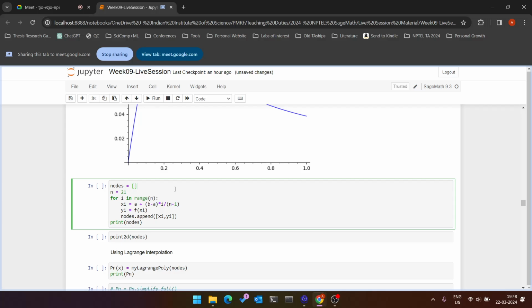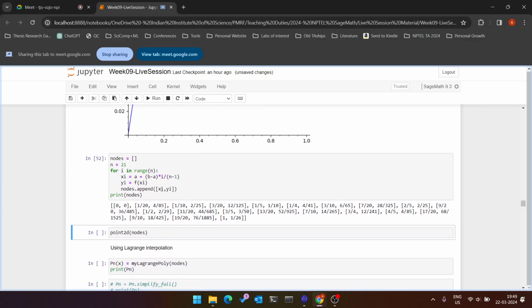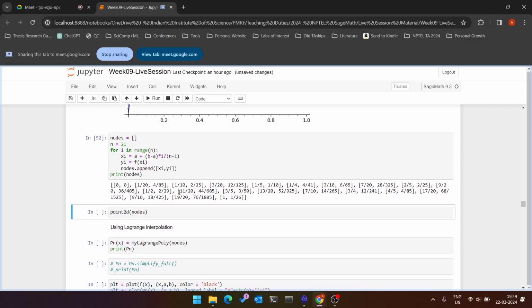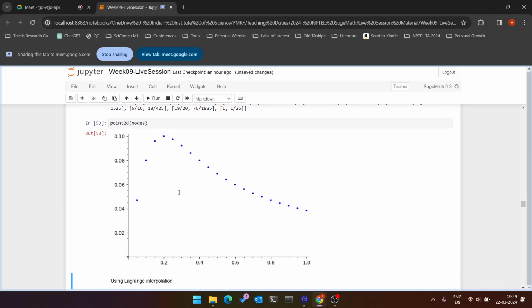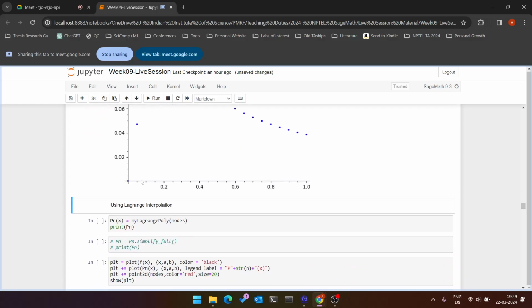Next, we write down our set of nodes, so 21 nodes, which means 20 equal sized intervals between 0 and 1. And I write down my x and y as follows. So you can see that I get some values for xi comma yi. I'll print my nodes on the xy plane. This is how they look, equally spaced along the x-axis.